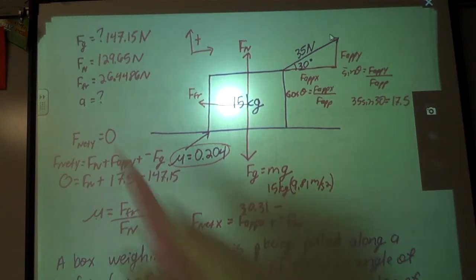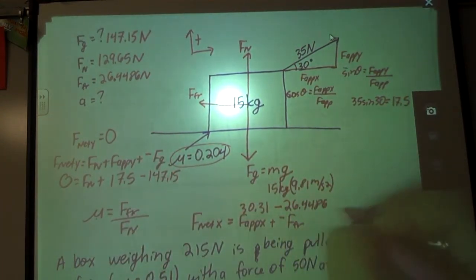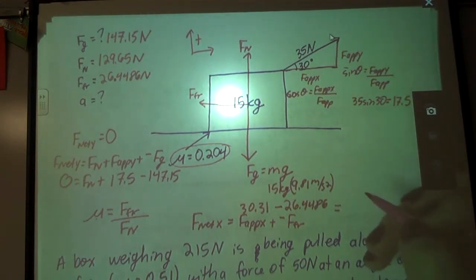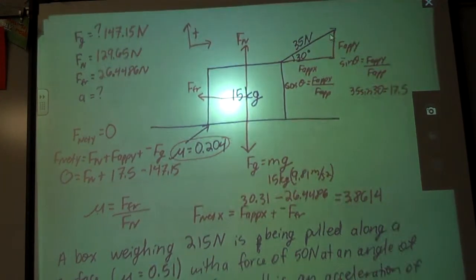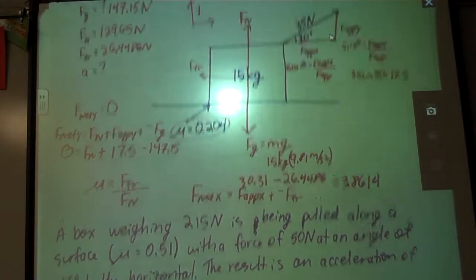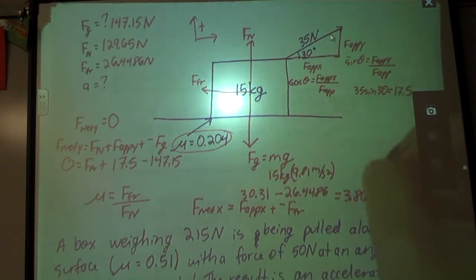My friction force I just found, 26.4486. And that gives me a net force in my x direction of not 0. Because my force in my x direction is not 0, that means that there is in fact an acceleration in my x direction. Let's figure out what it is.